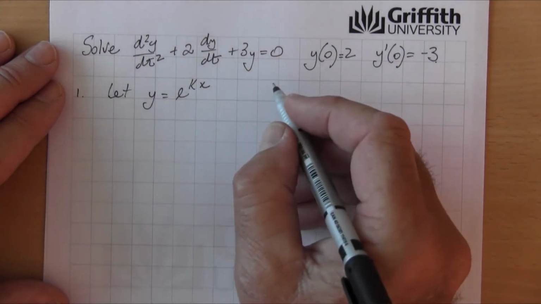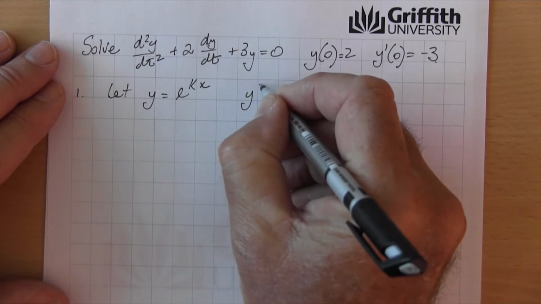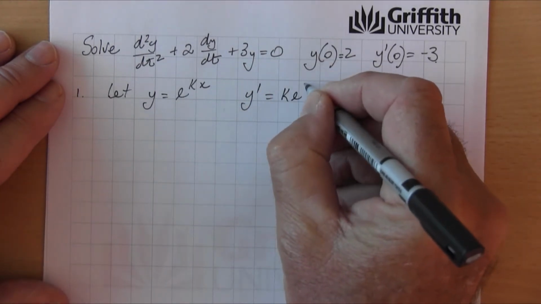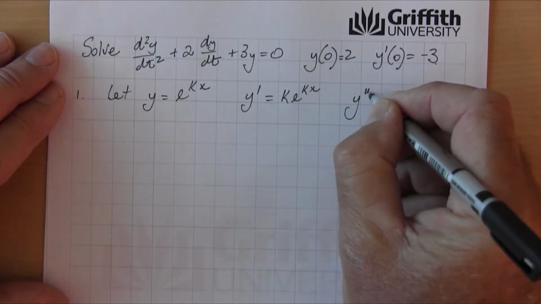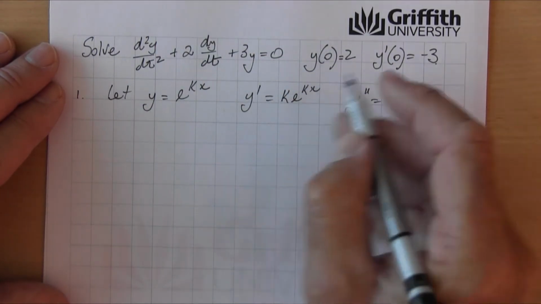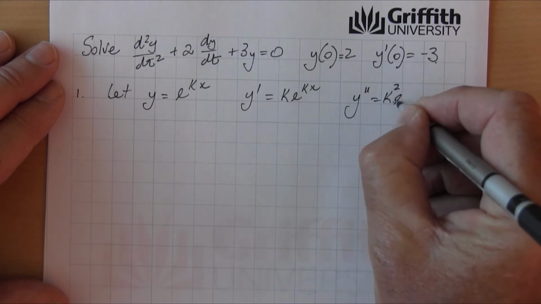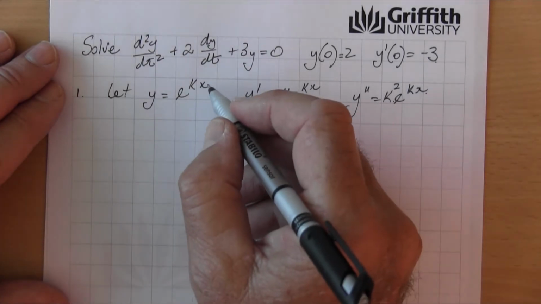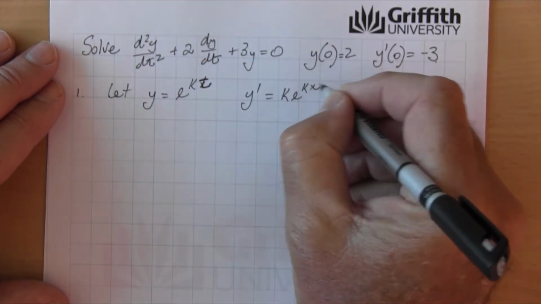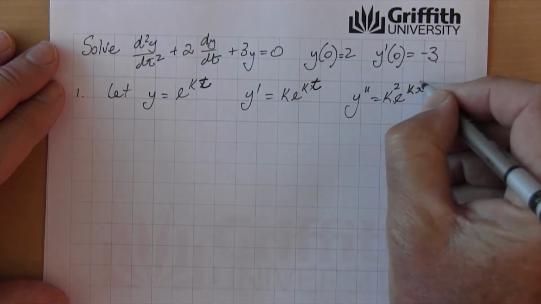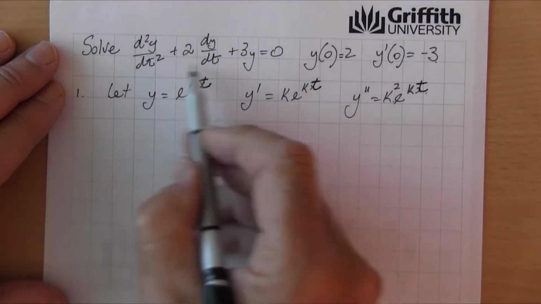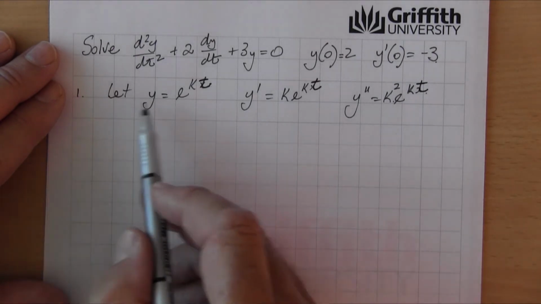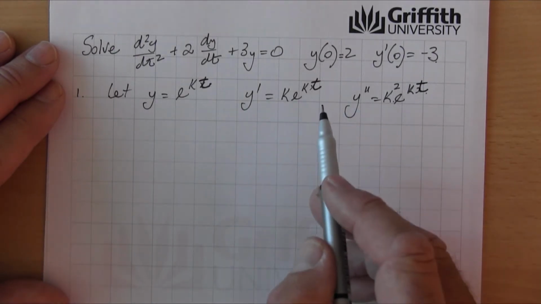So first of all, let's do y dash. Derivative up there is k, so it'll be k e to the kx. And y double dash, once again, derivative up there is k, so it'll be k squared e to the kx. Okay, so we haven't got x's here, we've got t's, haven't we? So we've got to fix that up. Alright, so this is a function in t, not a function of x. Okay, so we've got y dash, y double dash.